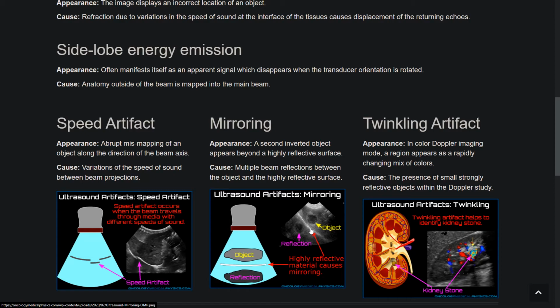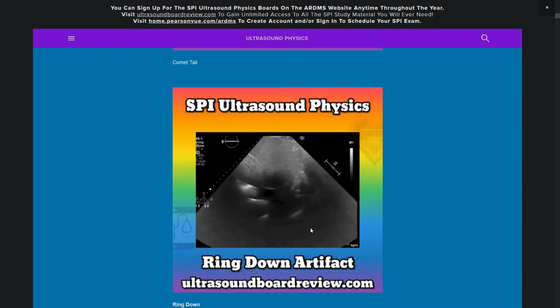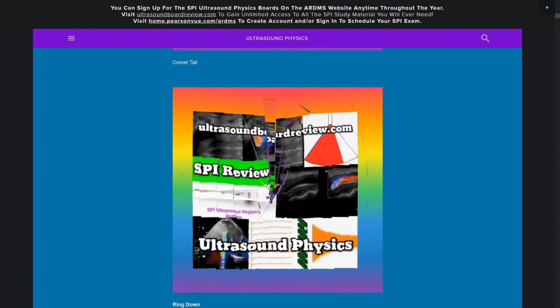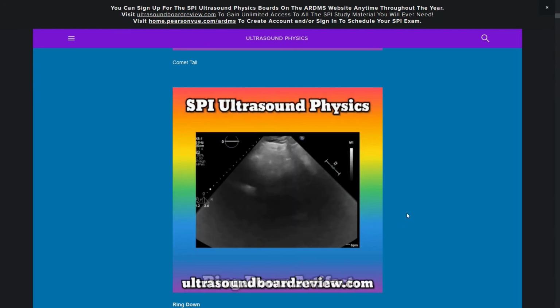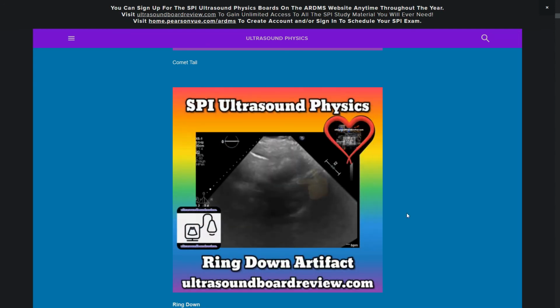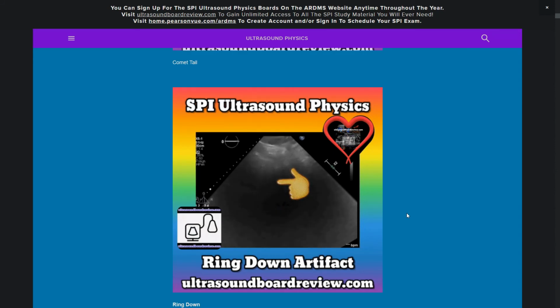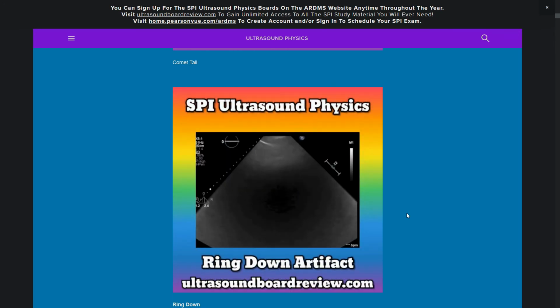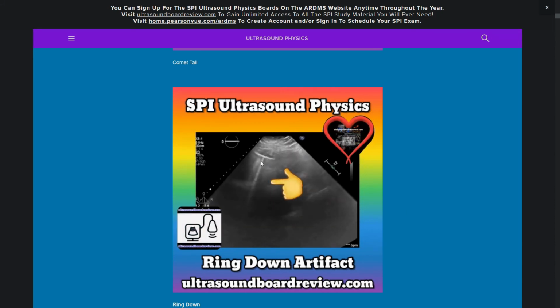The third and final one will be the ringdown artifact. The ringdown artifact is caused when a small gas bubble produces a reflection after the transducer receives the initial reflection, and the transducer thinks that the sound is coming from a structure deeper in the body. This phenomenon only happens with pockets of gas, as we can see here.